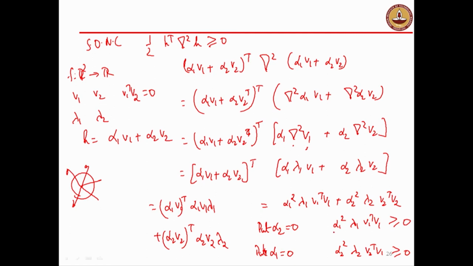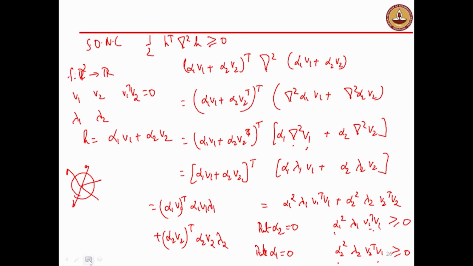This is a non-negative number. The length of a vector is definitely positive, because we said eigenvectors have non-zero vectors, they have non-zero length. So this is positive, this is positive, therefore lambda 1 has to be non-negative. Likewise this is positive, so therefore lambda 2 has to be non-negative.